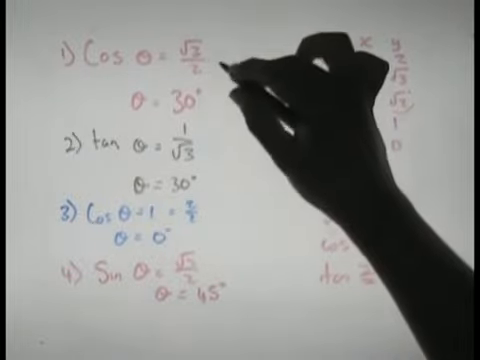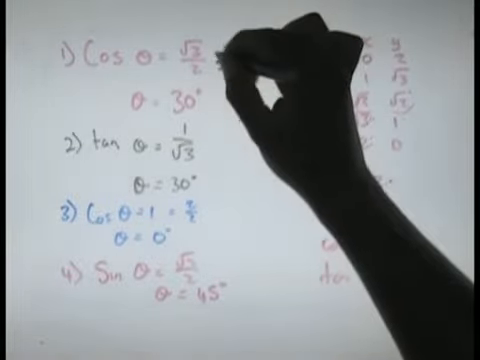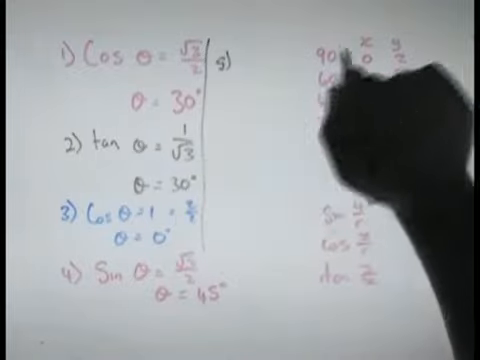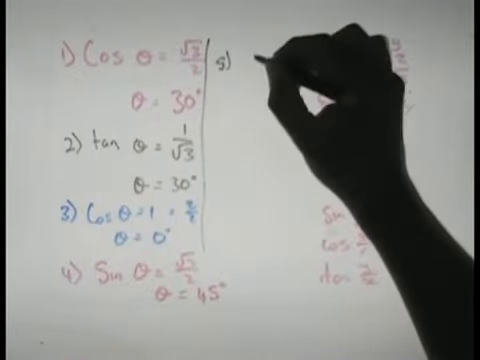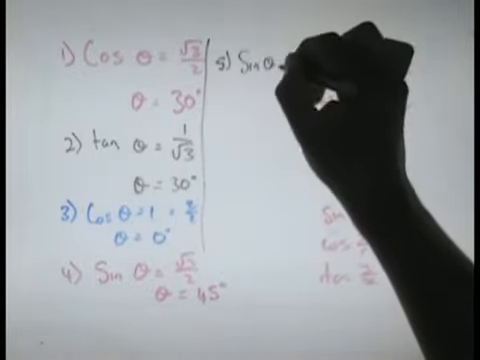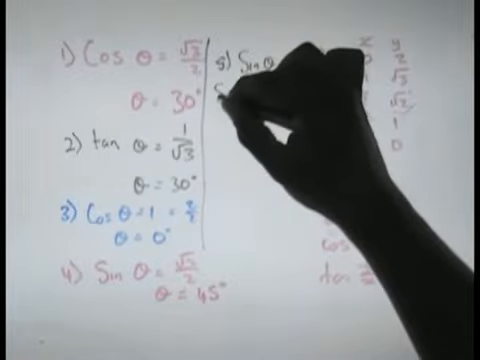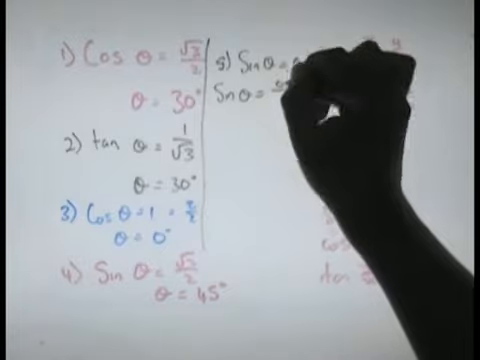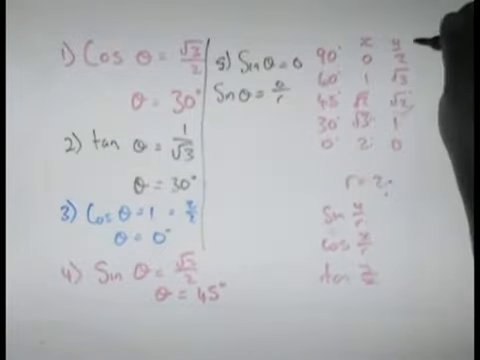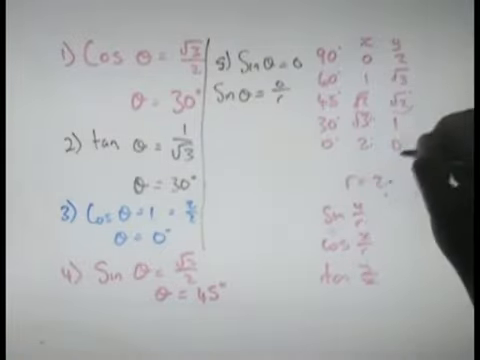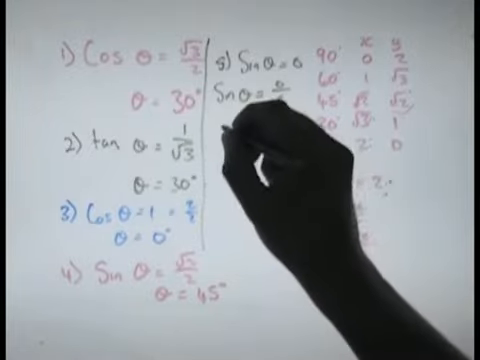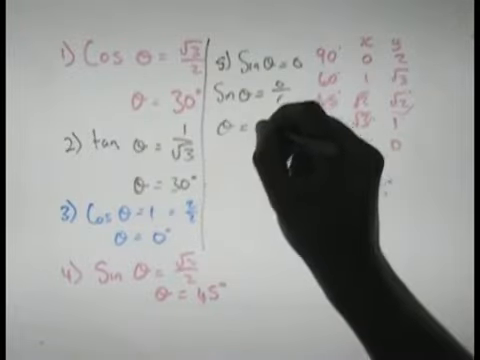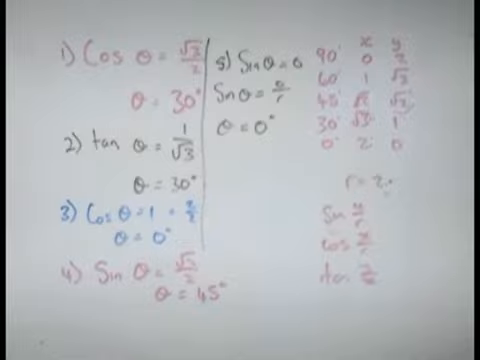The next one, number 5, I'm just going to write it in over here. Number 5, sine of theta is equal to 0. That means that sine of theta is equal to 0 over something. Sine is always y over r. When is our y value 0? At 0 degrees. That means that theta is equal to 0 degrees.